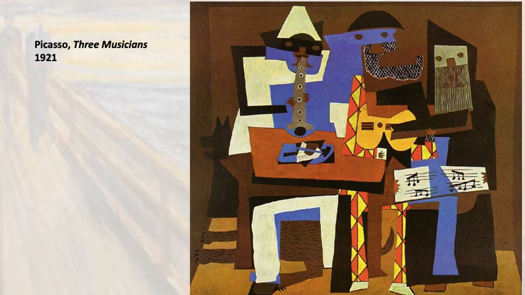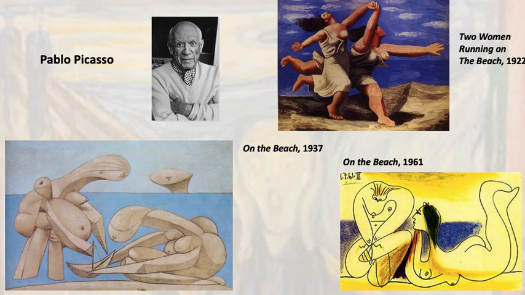Here's Three Musicians from 1921, another famous Picasso piece, deconstructing the human form, no longer at all going for realism. You can see this is a little bit of the anxiety that's happening in this period after World War I. People are feeling like we are being broken down into our component parts, not really looking human anymore to one another.